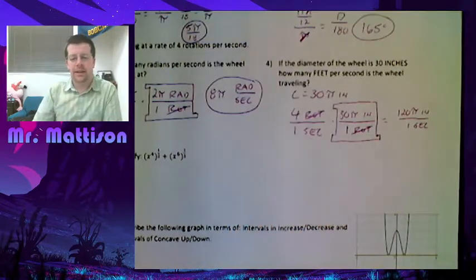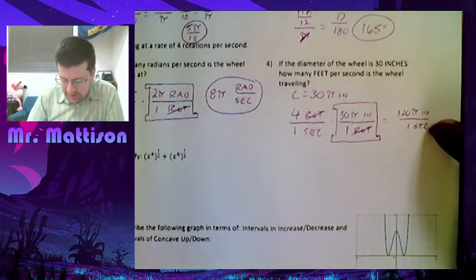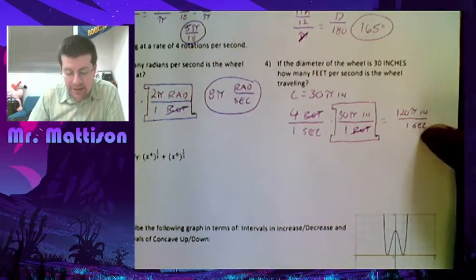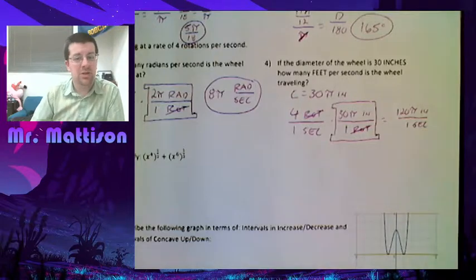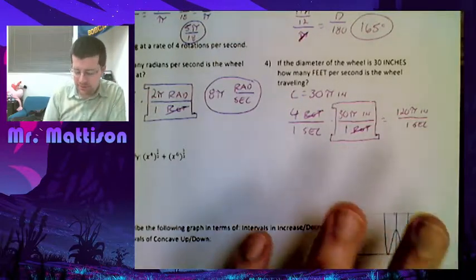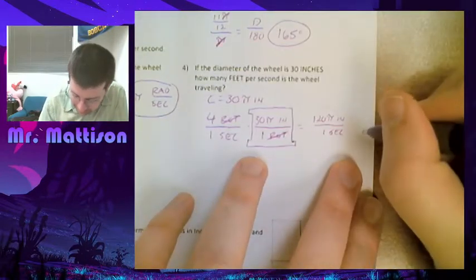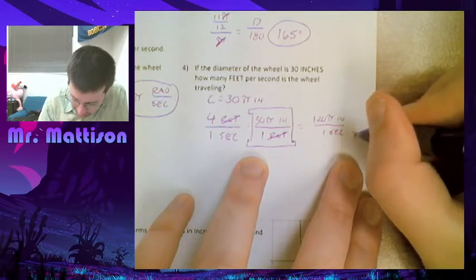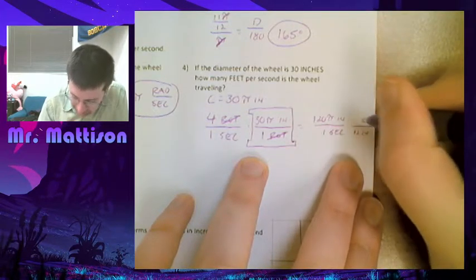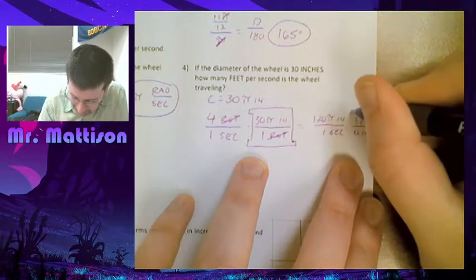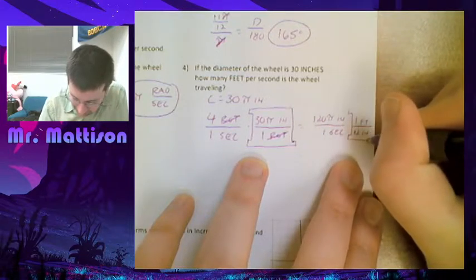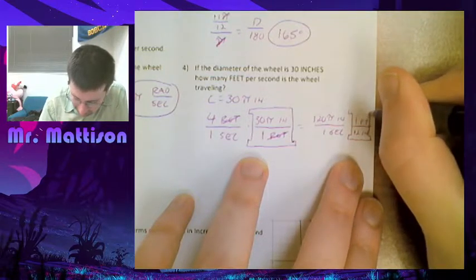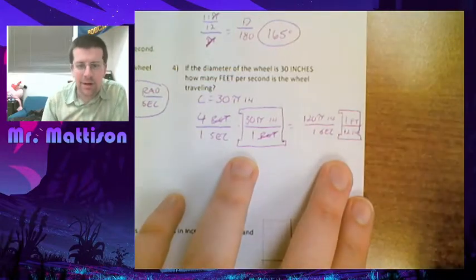Well, now that I have this inches per second, I need feet per second. Well, I do know how many feet are in 1 inch. So I'm going to need to have 12 inches on the bottom and 1 foot on the top, and that's my new giant one. I'm kind of a little cramped on room here, but hopefully we get the idea, right?